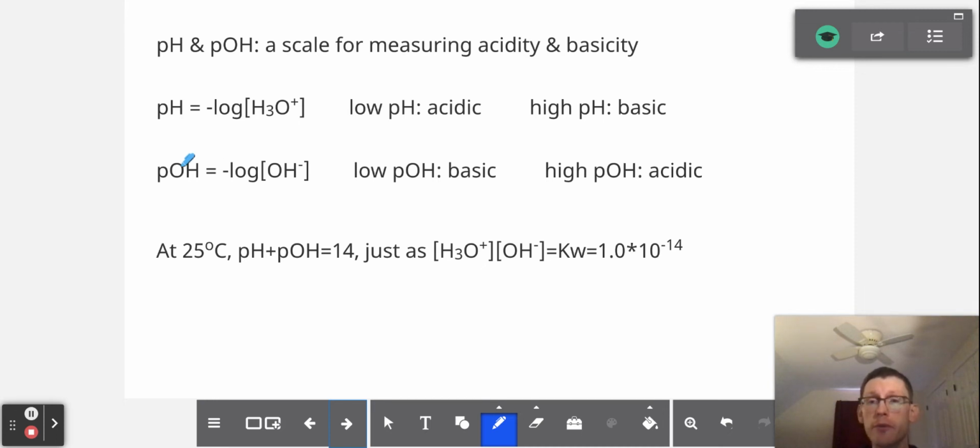pOH is also something that can be used to measure basicity. And pOH is the negative log of the concentration of hydroxide ions, meaning that a low pOH would be a basic solution and a high pOH would be an acidic solution. Now, at 25 degrees Celsius, we know that the concentration of H3O+ times the concentration of OH- in any aqueous solution is going to be equal to 10 to the negative 14th power.